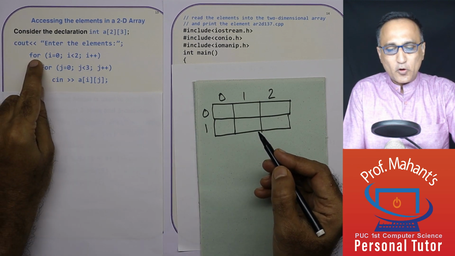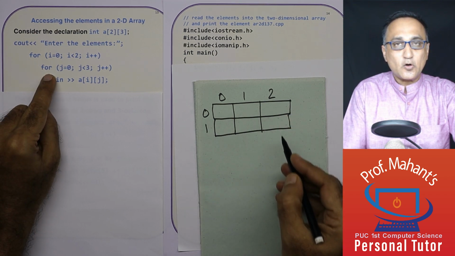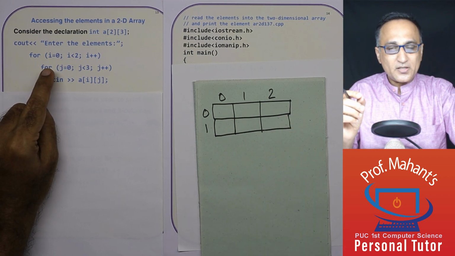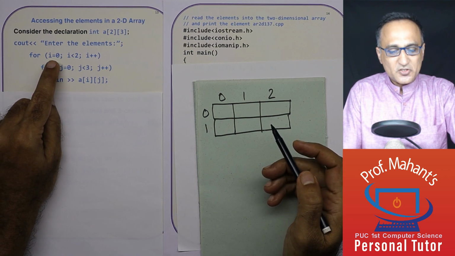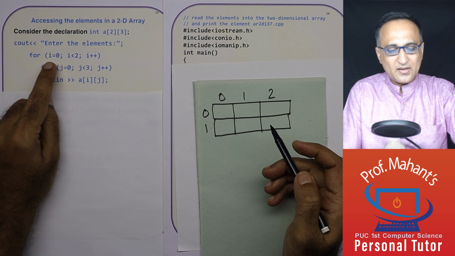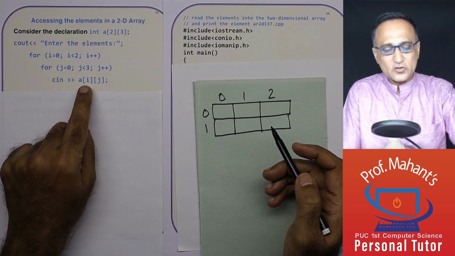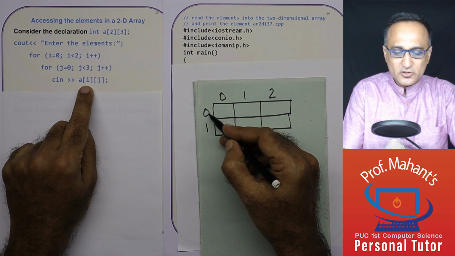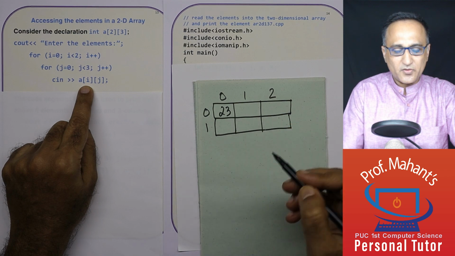Let us say I decide to enter some numbers. The outer loop always represents the rows. The inner loop represents the columns. Only using the row and the column number can I go to that exact location. i is 0, j is 0. So 0 is less than 2, 0 is less than 3. So a of 0, 0 is this particular intersection. Let me enter the number 23.